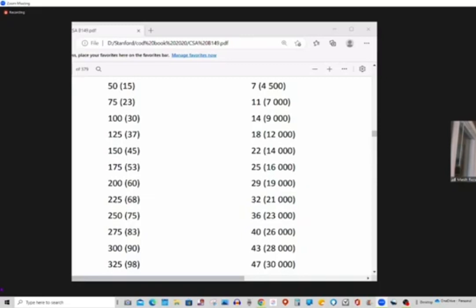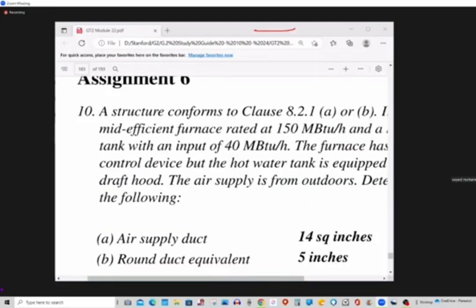Okay, Sayed, let's go one by one. First, you said the structure conforms to clause 8.2, meaning it complies with 8.2. What does it mean, Sayed? It means it's a tight house. Yes, it means tight house, sir. So, first of all, it said comply with 8.2.1. It means tight house, right, sir? Yes, sir. Okay, so tight house.